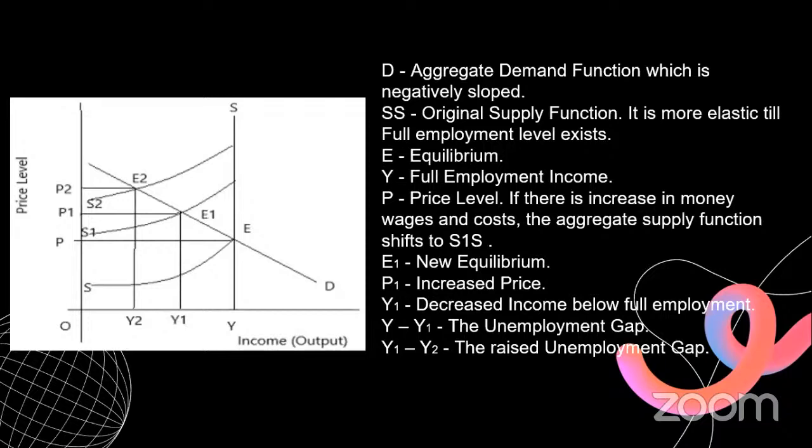E1 is the new equilibrium, P1 is the increased price, Y1 is the decreased income below full employment, and Y minus Y1 is the unemployment gap. The increase in price level makes the trade unions put further pressure so that the living standard of the workers is kept intact. Hence, the employers have to raise wages of the workers, which will increase the cost of production. As a result, the aggregate supply function shifts to S2, E2 will be the new equilibrium as the price level rises to P2. This process of rising prices and increasing unemployment goes on so long as the cost push is present.